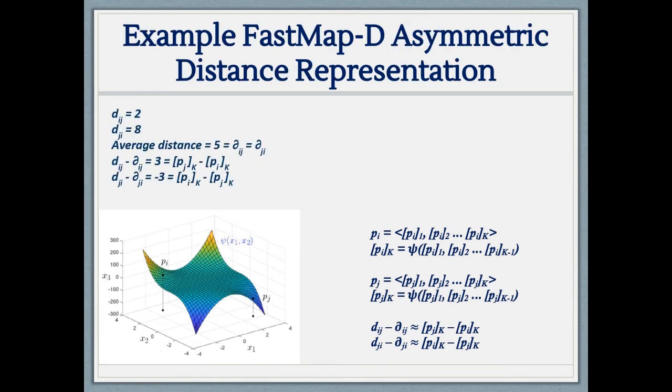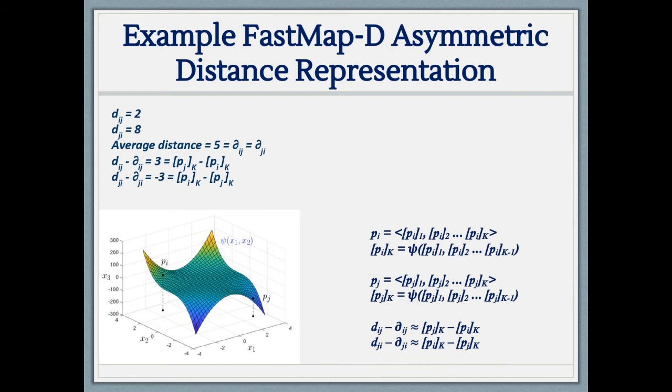Let's say the distance between nodes i and j was 2 and the distance between j and i was 8. The average distance between them is 5, and this is what we try to embed in the Euclidean space using the first k-1 coordinates. The difference in the last coordinate, or the kth coordinate, between i and j is what would account for the delta between the average distance and the directed distance. So if we were going from j to i, the difference in the kth coordinate would be 3. And with the average distance of 5 gives us a total distance of 8.